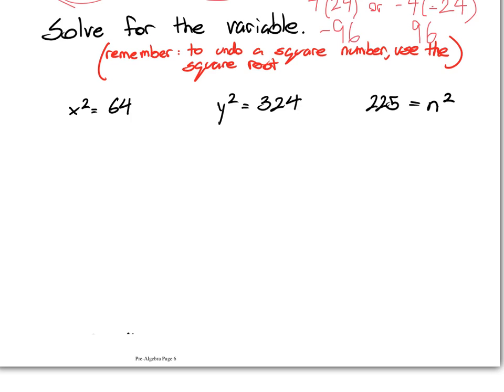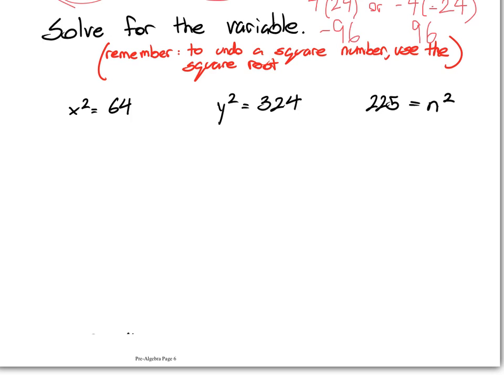What's the undo of squaring something, as we see here? Well, how do we solve for the variable? Remember, to undo a square number, you use the square root. So if I asked you to solve for x, remember, we want to isolate x. We got to get rid of this little 2 right here. But how do we do it? We don't subtract it, we don't divide it, because this is not x times 2, and this is not x minus 2. It's not x plus 2, it's not x divided by 2, it's not x times 2. No, no, no. It's x to the second power. Well, what is the undo of something squared? Well, to undo a square number, we use the square root.